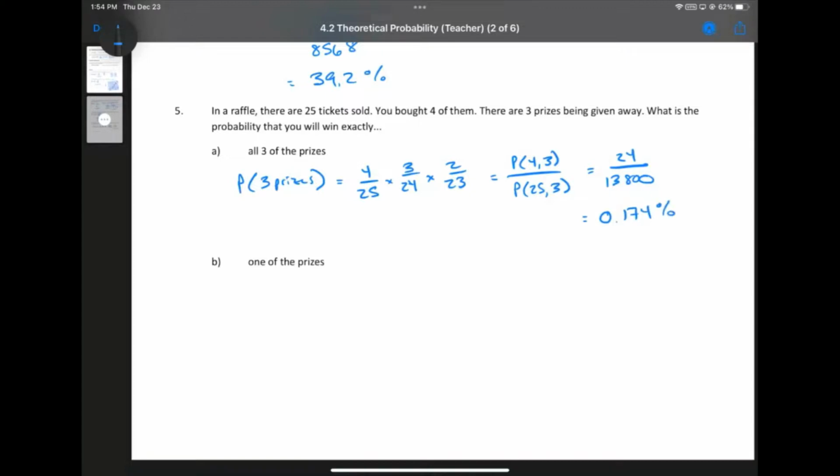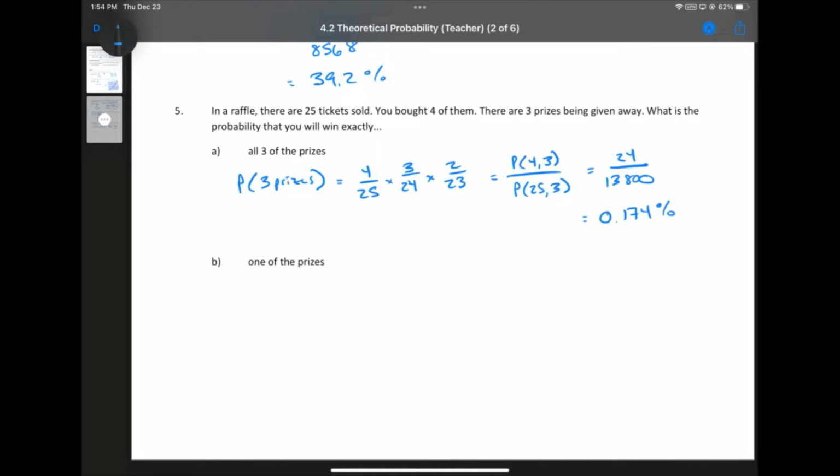Your probability of winning all 3 of the prizes should be fairly low, even if you had 4 of the tickets. I also want to point out that this one, by a little bit of coincidence, the 24 on the top could be canceled with the 24 on the bottom of our original 3 numbers. And so the bottom, it's really just 1 out of 25 times 23. And if you do that, it's 1 in 575. Either way. And that's something that can happen. It won't always happen, but often you get a little bit of cancellation because of the way these numbers tend to work.